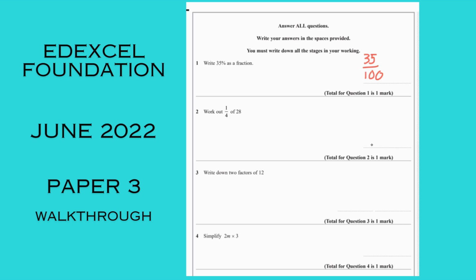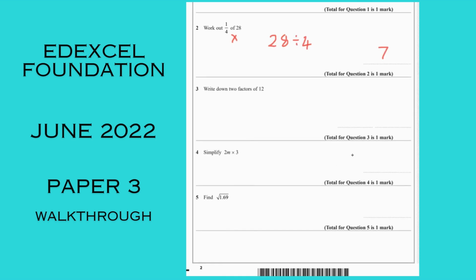When you're working out fractions of amounts, you divide by the bottom. You usually times by the top. Obviously, this is the non-calc way of doing things. You could just stick it in and replace of with times. Who cares? As long as you get the answer 7.